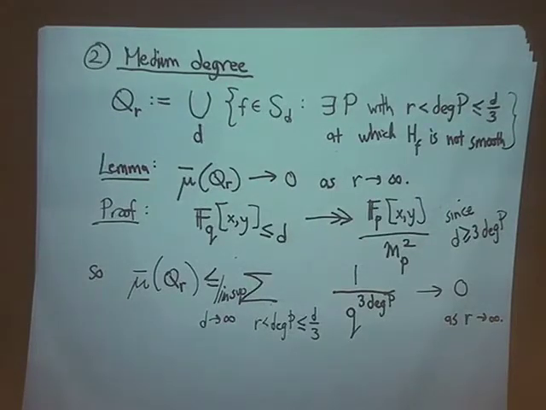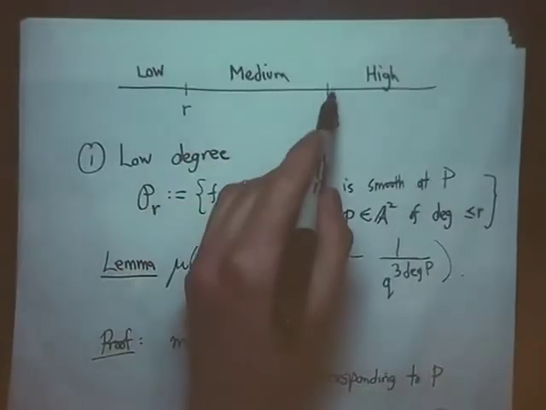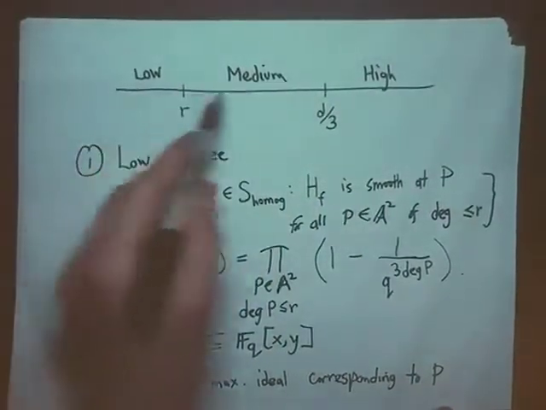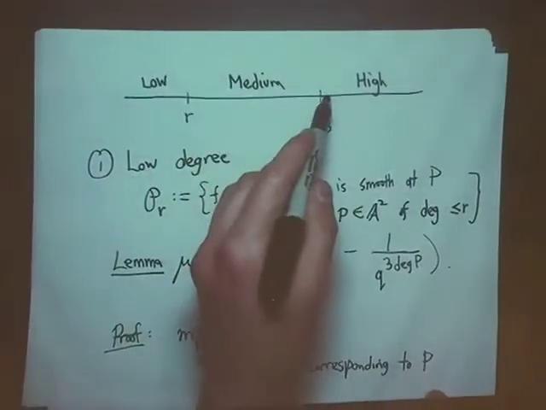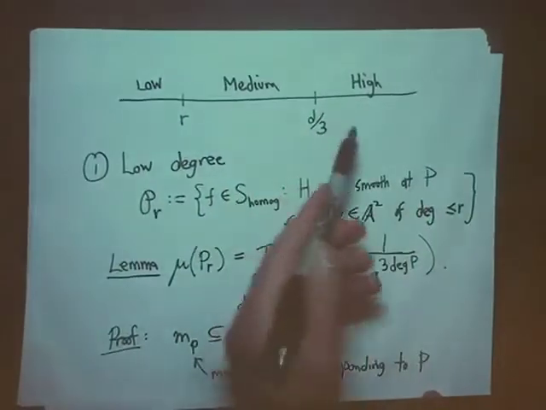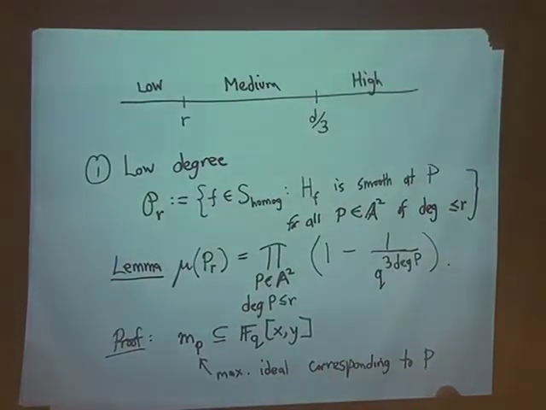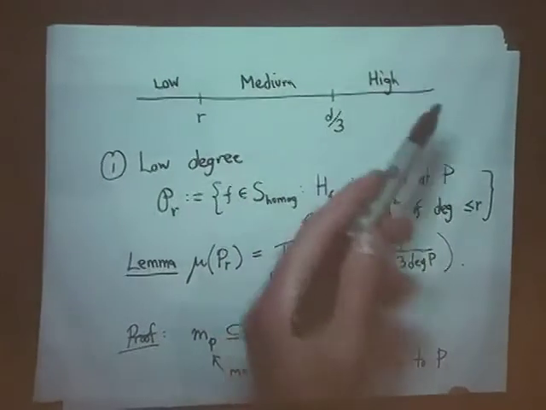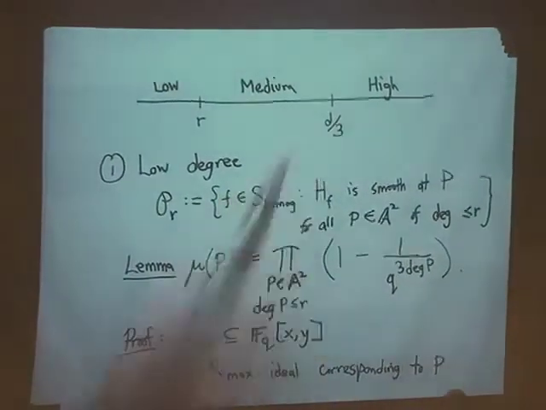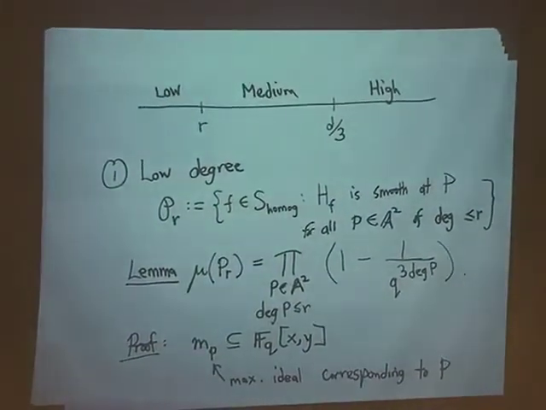Okay, so now for the tricky part. We've handled the medium degree points, and they don't sieve out much. Now we want to know that it's very rare for a plane curve to have a really high degree singularity, a degree greater than d over 3, where d is the degree of the curve.